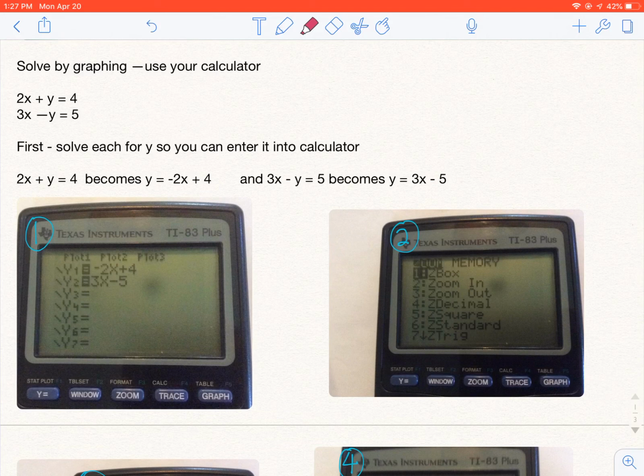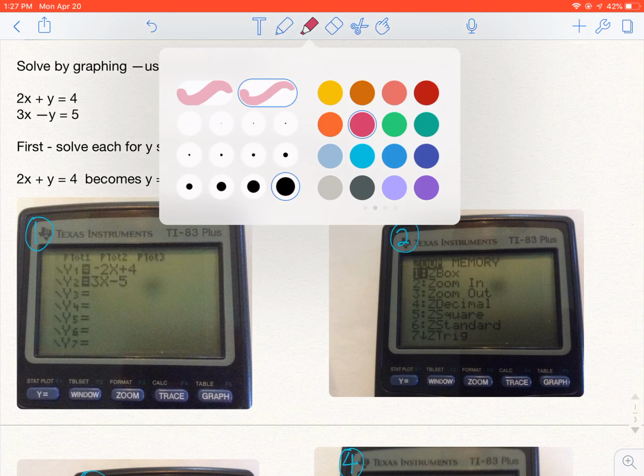So the first thing I have to do if I'm going to use my calculator is solve for y. And I would probably solve for y regardless. So I would subtract 2x from the first one, and I get y equals -2x plus 4. So I put that in the y equals.